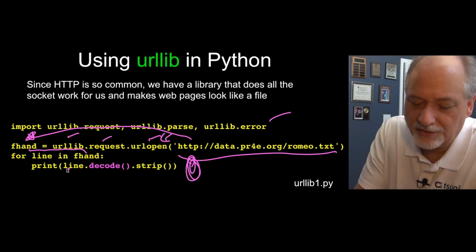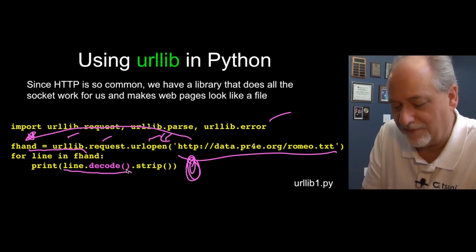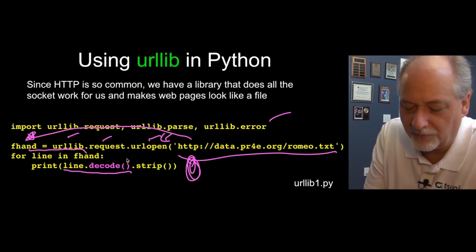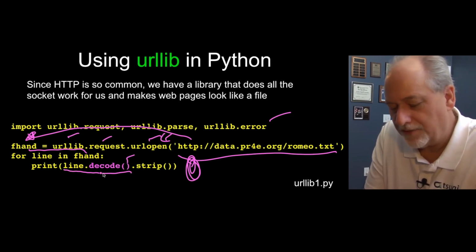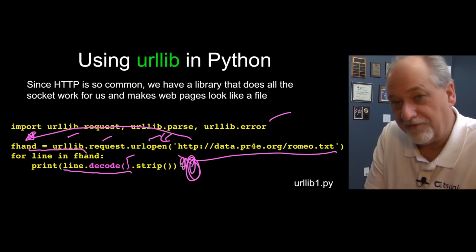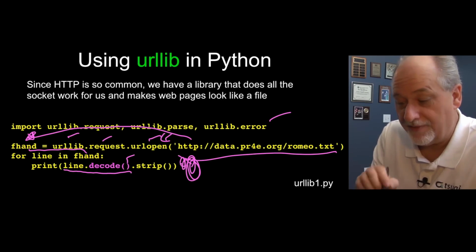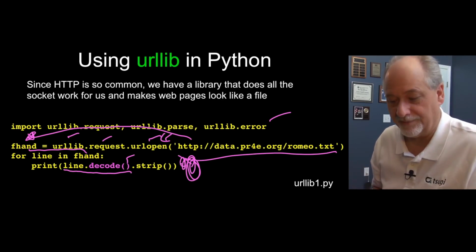And so the lines we're going to get back are bytes, and so we have to say decode. It doesn't do that for us automatically. We are going to have to decode them, and that's because we might need to decode them with a particular character set here. And then we're going to do our strip, and we're going to just print this out. So that's like open a file, read through it, and print it. This is open a URL, read through, and print it. And that's as simple as it is.